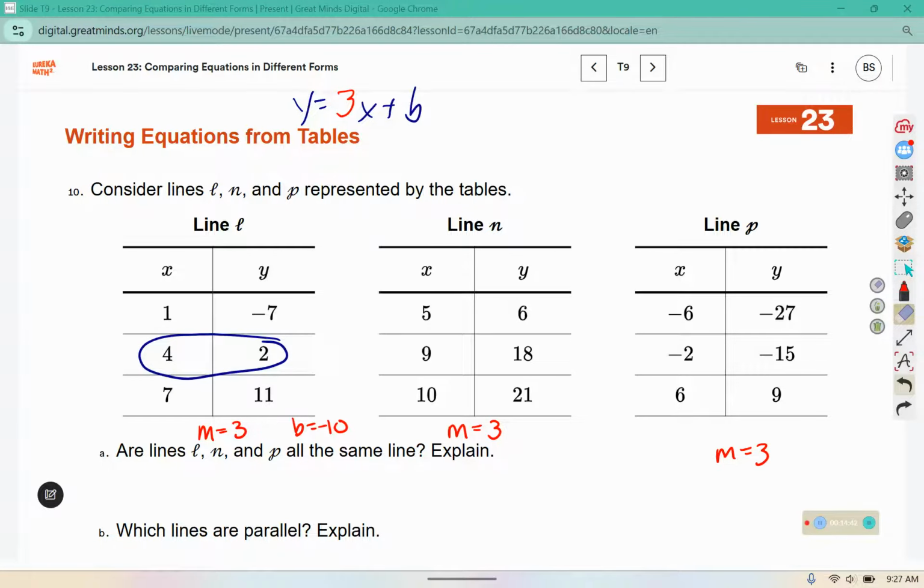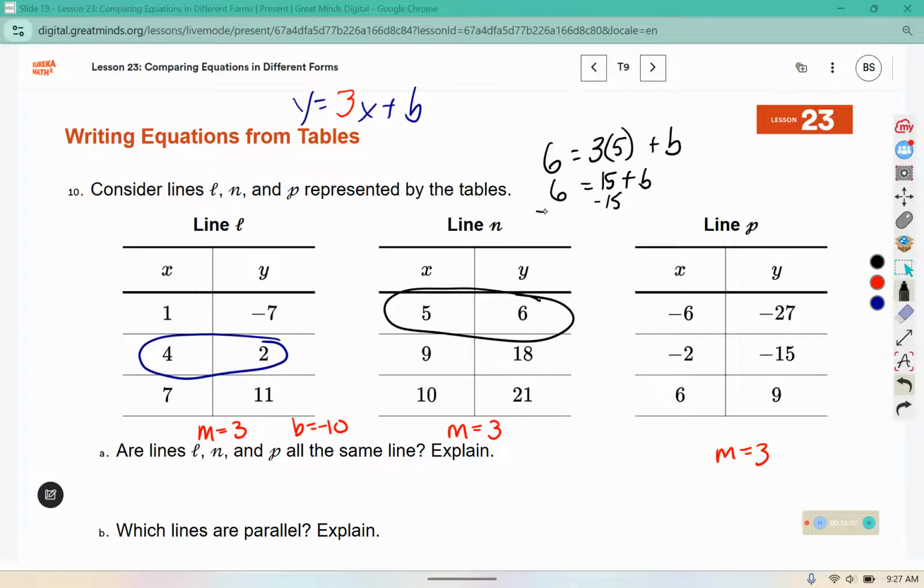Now we're going to follow that same type of process for the next table. The y value is 6, the slope is 3, the x value is 5, and we're solving it for b. 3 times 5 is 15. To solve for b, I need to subtract 15 from both sides. That leaves me with b over here on the right. 6 minus 15 is negative 9.